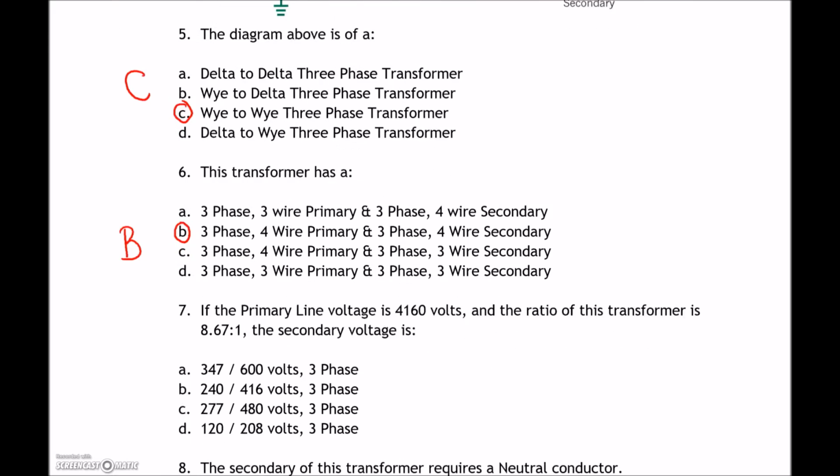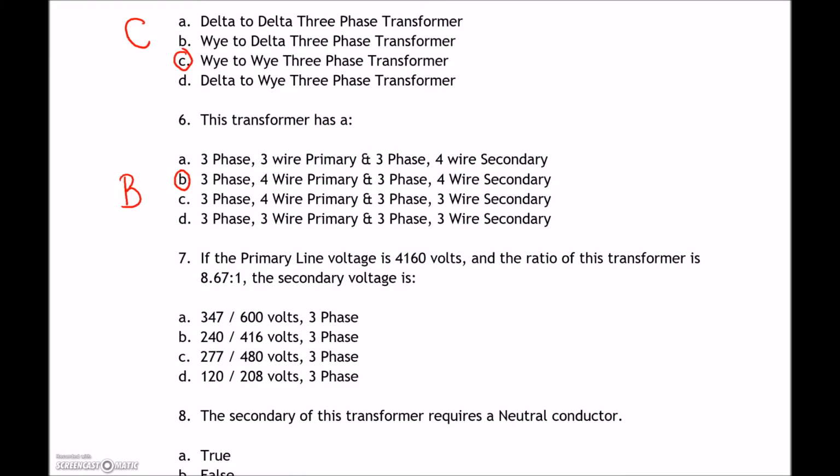Okay. Next one, if the primary line voltage is 4160 and the ratio of the transformer is 8.67 to 1, secondary voltage is, all right, well, this is going to require a quick little diagram here, guys. Okay, our primary is a Y, so let's do our primary here. Okay, then we've got a secondary there, which is also a Y.